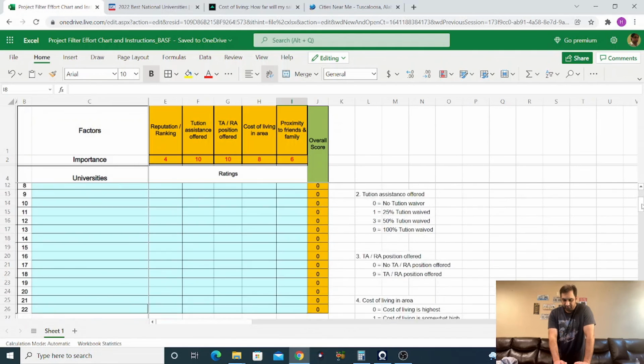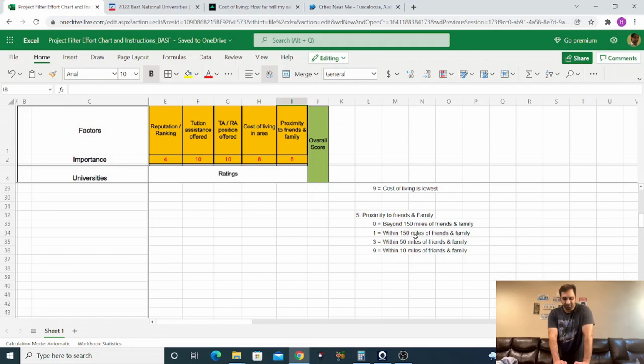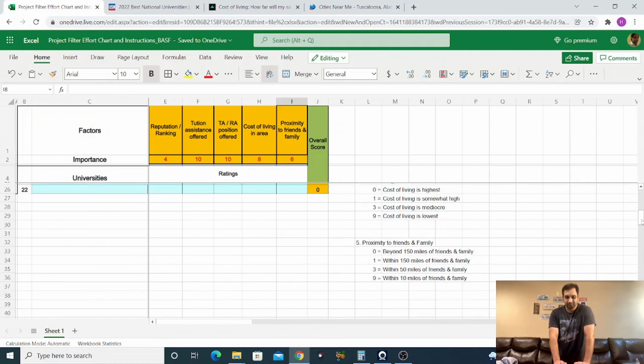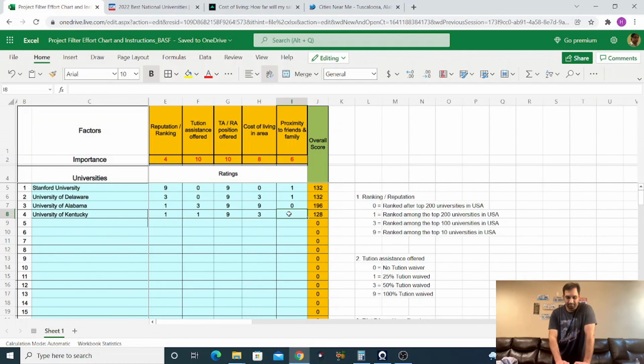And then let's say I have some friends and family at 125 miles. So you can put it as a 1, and then you can see your score. So again, University of Kentucky was ranked significantly lower. You got some tuition assistance, only 25%. You got a teaching assistantship. Cost of living again is low compared to Stanford. Friends and family are similarly located, but your overall score came out to be higher.